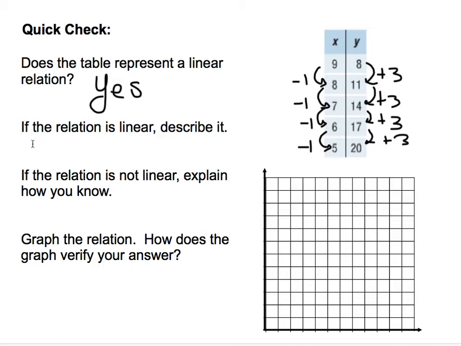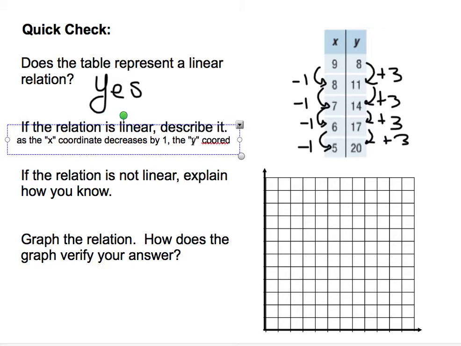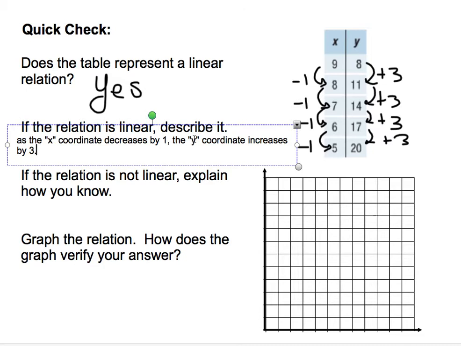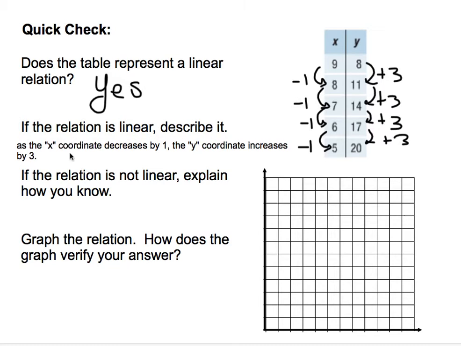Okay. So if the relation is linear, describe it. So as the x coordinate decreases by 1, the y coordinate increases by 3. Okay, so there would be your description. I'm having a hard time typing right now. So we don't have to answer this question.